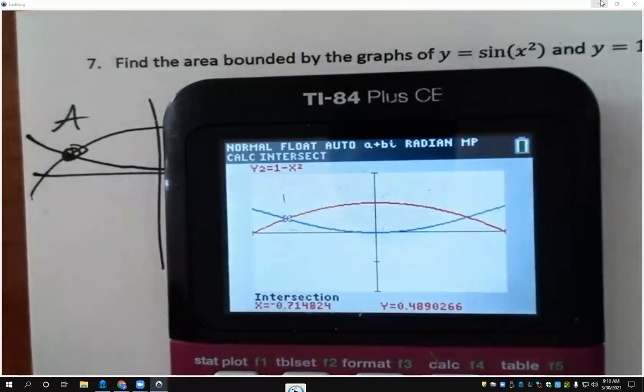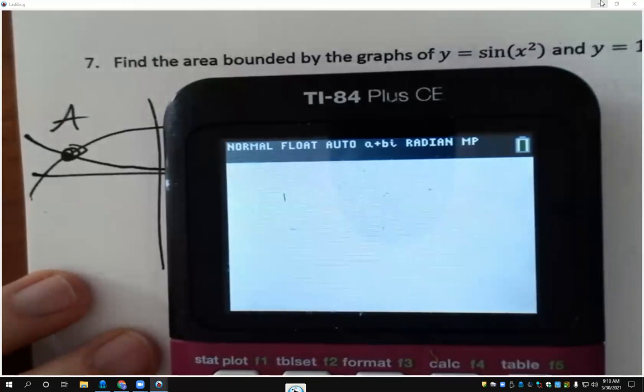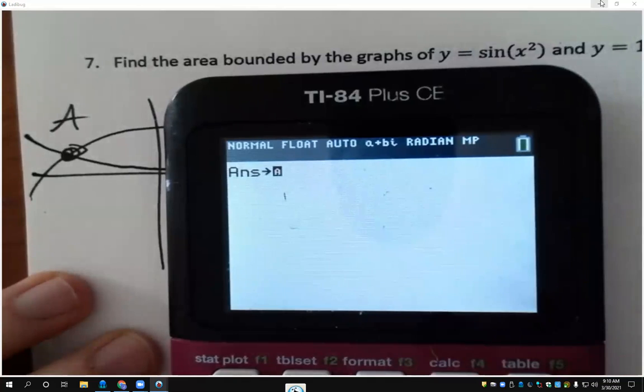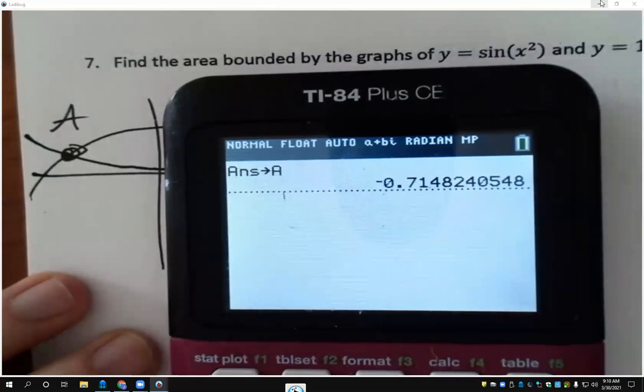And I've got to store that answer. So now I'm going to quit out of that and go store alpha A. It didn't hit store. So try that again. Store alpha A. And so now A is stored.